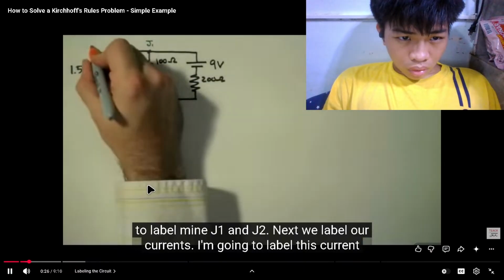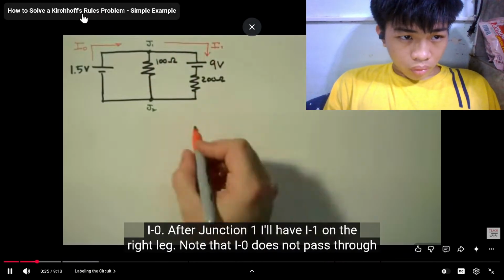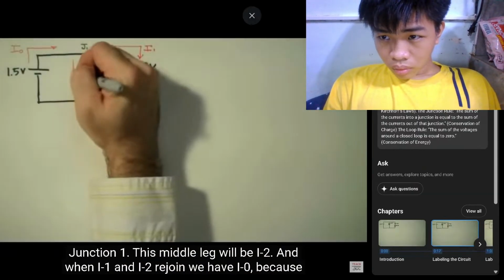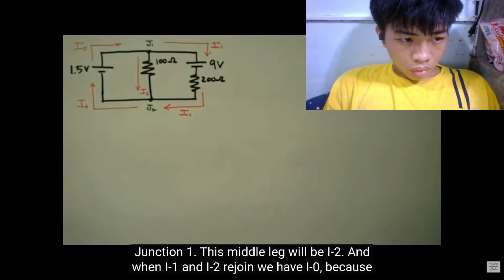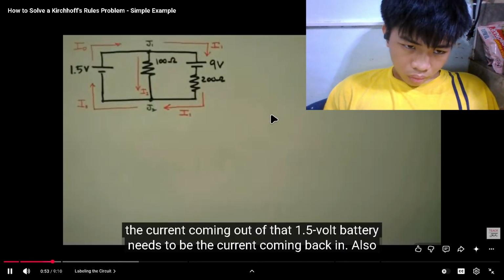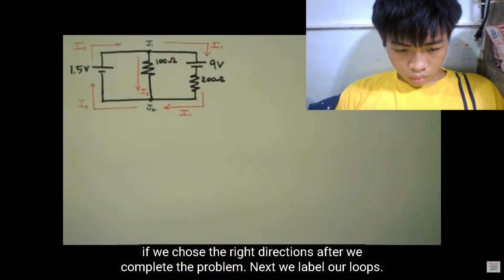Next, we label our currents. I'm going to label this current I0. After junction 1, I'll have I1 on the right leg. Note that I0 does not pass through junction 1. This middle leg will be I2. And when I1 and I2 rejoin, we have I0, because the current coming out of that 1.5 volt battery needs to be the current coming back in. Also note that the directions of these currents at this point are arbitrary. We'll find out if we chose the right directions after we complete the problem.